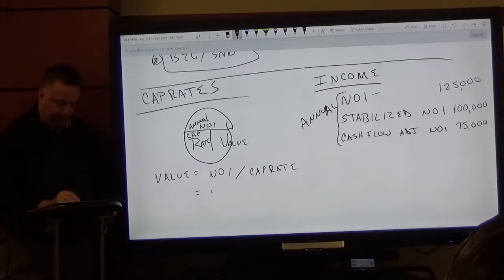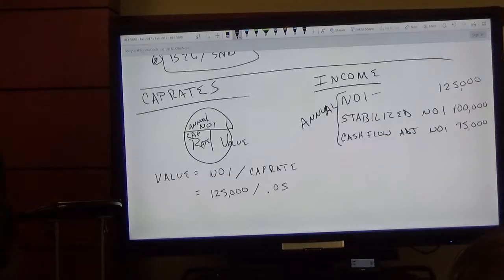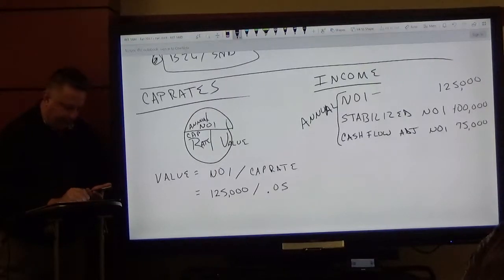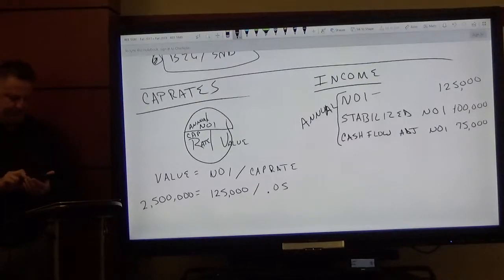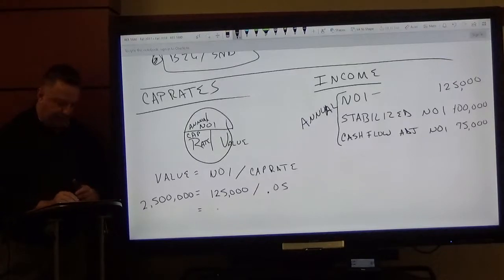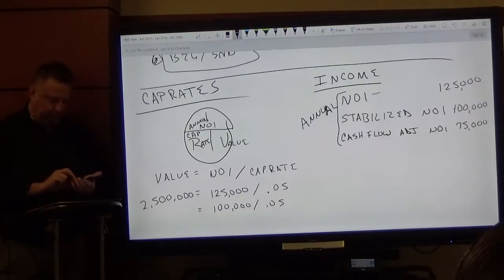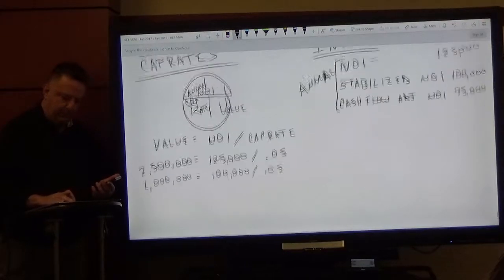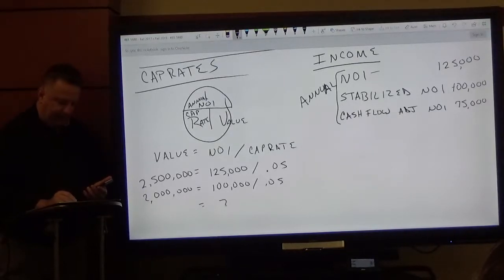So in this case, we start out with 125,000, and we say that our cap rate is, let's just say, 5%. Let's see what that does for us. $2.5 million? Yes? Okay. All right. Versus taking the stabilized NOI, using that same cap rate, gives us a value of $2 million for the property. And then using the cash flow adjusted net operating income of 75,000.